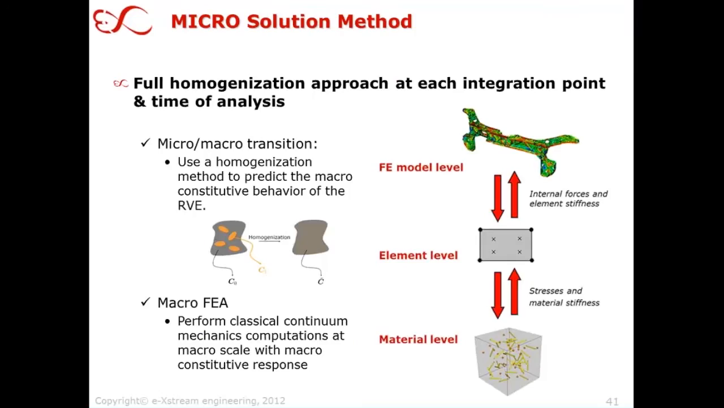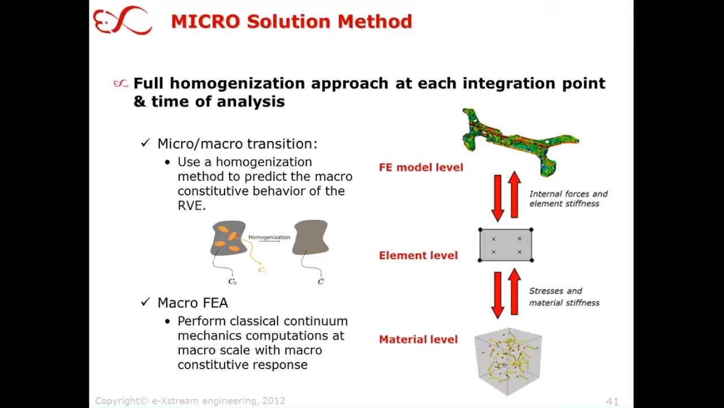So this overall workflow is available, and now let's virtually start our solution. First, what we would do if we fully couple our DIGIMAT material model in the FEA is what we call a micro solution method. This means that we perform the full homogenization method at each integration point and time of our analysis.